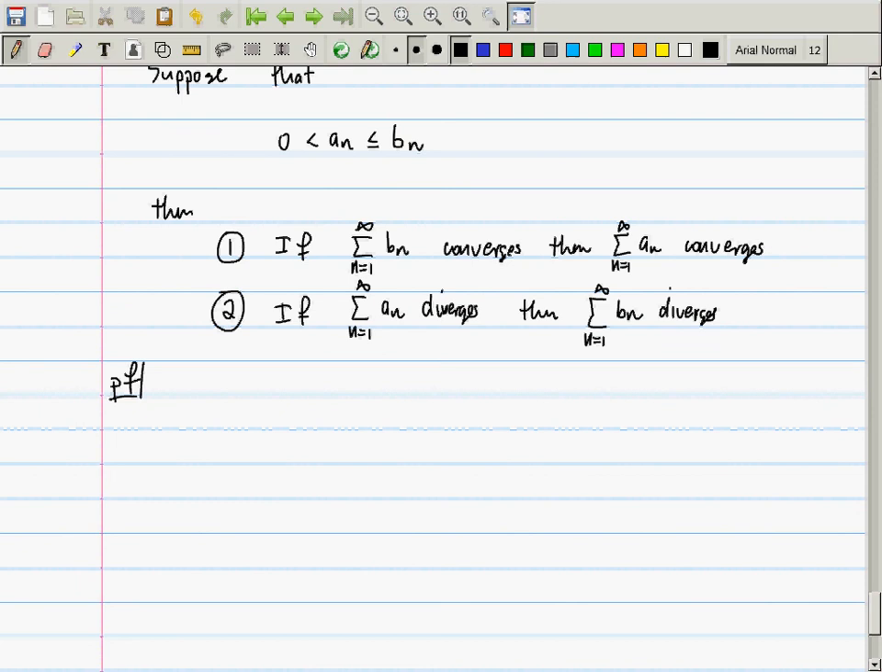So, let Sk be A1 plus A2 plus A3 plus all the way up to Sk. That is to say that Sk is the sequence of partial sums for the little sequence, or for the little series, I mean to say. First, one, if the sum from n is 1 to infinity of bn is L, which is to say that the big series converges and it converges to L.